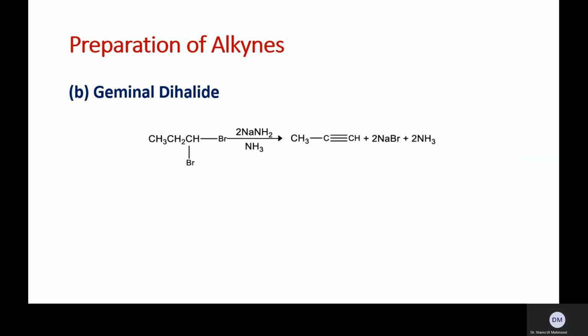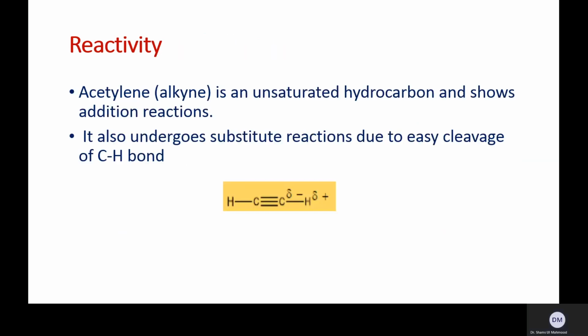Secondly, alkynes can also be prepared from a geminal dihalide. Geminal dihalide means the halogens are attached to the same carbon atom. We use the base sodium amide in liquid ammonia. Similar to the previous, one removal of HBr gives the double bond, and then again removal of HBr gives the triple bond. So in this book, only dehydrohalogenation is given, from vicinal dihalide as well as geminal dihalide.